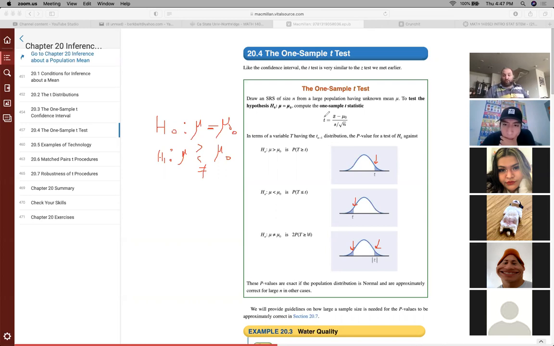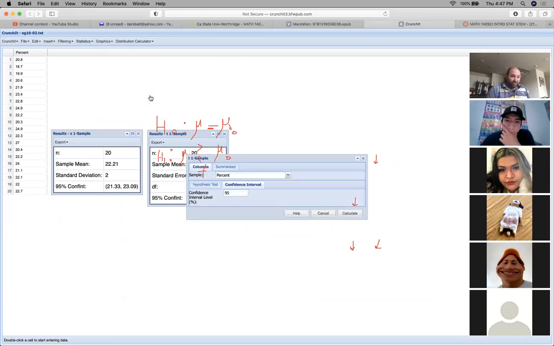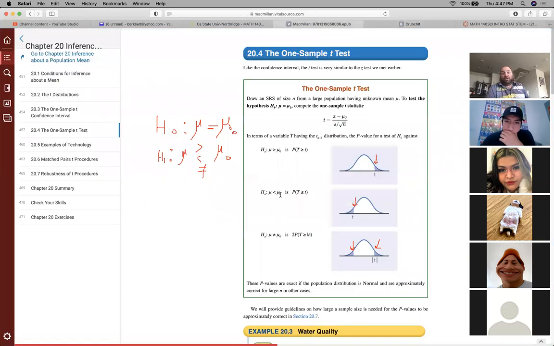How does that affect you in terms of what you do? It doesn't affect you in the slightest, because at the end of the day, you're going to do exactly the same thing. You're going to go to crunch it, and we'll do an example in a second, but you're going to go to T instead of Z to one sample, because we haven't learned anything else, and you're going to go to hypothesis test, and you're going to pick whether it's one-sided or two-sided, et cetera. You're going to do exactly the same thing. The only difference is we don't know sigma, so we use T instead of Z. So let's do an example that illustrates that.